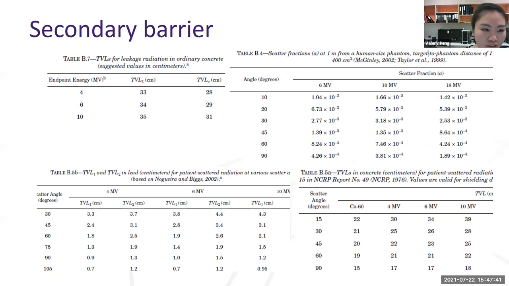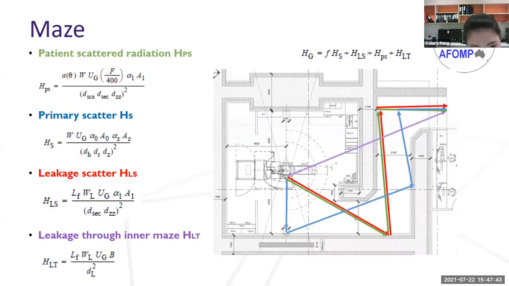It's after your primary and secondary barrier, we also have maze calcs. The entry to the bunker is usually through a maze entrance, and there is at least one turn to reduce the radiation level at the entrance. So with each hit, the energy of the radiation drops significantly. And you can see in our bunker here, we have two turns to increase the scatter. And these are all just a lot of additional factors that you will look up in the NCRP tables.